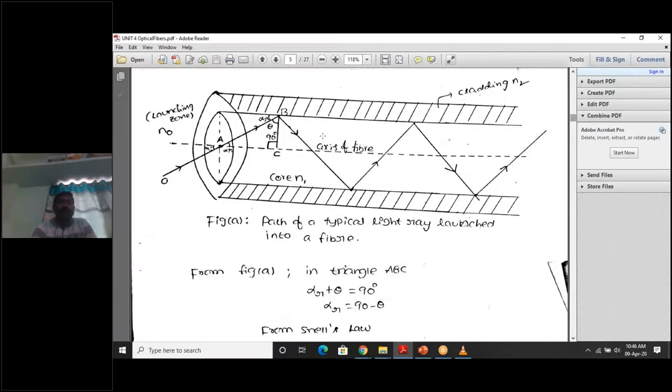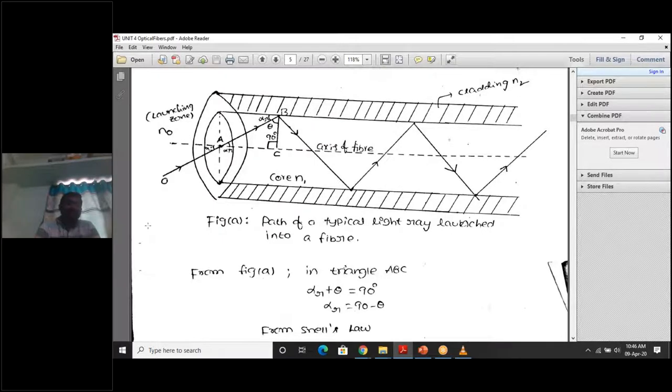So here I am taking two mediums. This is the rarer medium and this is the denser medium. You know this is the structure of an optical fiber. This internal part is called what? Core. And this part which surrounds the core, the outer part, is called what? Cladding. The core refractive index is N1. N1 is the refractive index of the core and N2 is the refractive index of the cladding. Cladding also has a refractive index, which is N2.